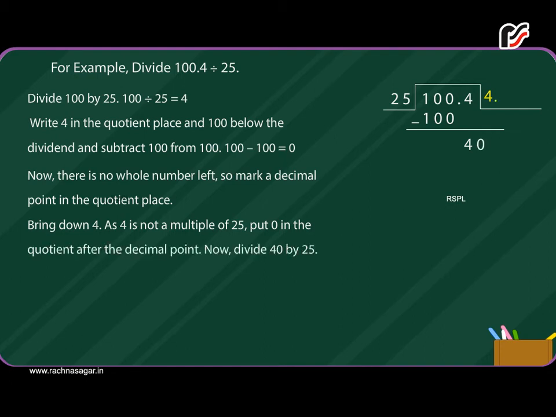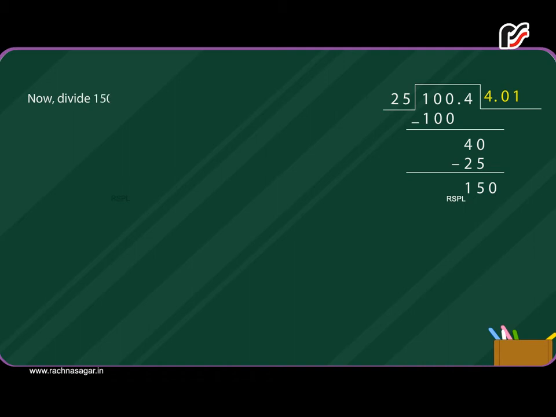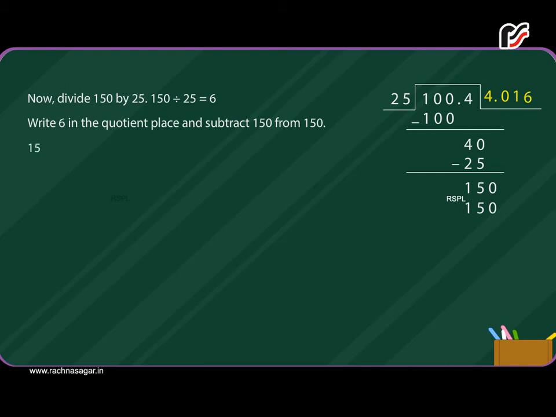Now divide 40 by 25. Put 1 in quotient place and 0 and 25 below the dividend. Subtract 25 from 40. 40 minus 25 is equal to 15. Put a 0 after 15. Now divide 150 by 25. 150 divided by 25 is equal to 6. Write 6 in the quotient place and subtract 150 from 150. 150 minus 150 is equal to 0. Thus, 100.4 divided by 25 is equal to 4.016.